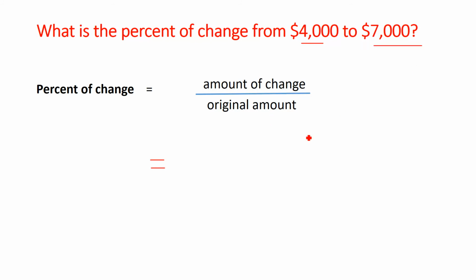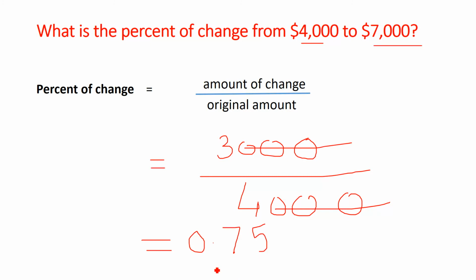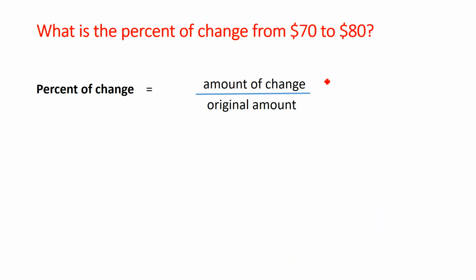So here you can say directly 3,000 for the amount of change, because you know that your salary is increased by 3,000. Otherwise you have to write down in one step 7,000 minus 4,000. So directly 3,000. The original amount was 4,000, so write 4,000 in the denominator and simplify it: these three zeros will cancel out, and then there is only 3 divided by 4, which is equal to 0.75. Multiply by 100, so you will get 75%. In terms of percentage, your salary increased by 75%. How simple it is. One more question.